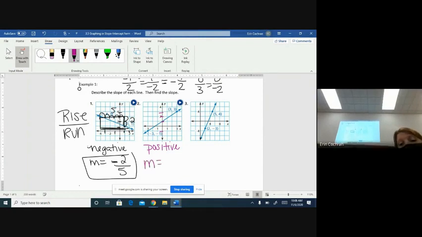So I'm going to do M equals, it's positive, so I don't need to put anything. I'm going to make my triangle from the bottom point to the top point. How much do I rise? 1, 2, 3, 4. So I rose 4. And how much do I run? 1, 2, 3, 4, 5, 6. And now, one other thing you need to do. Can I simplify 4 over 6? Yes. And what does 4 over 6 simplify to? 2/3. And there you go.